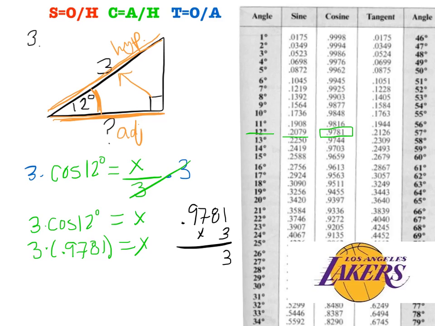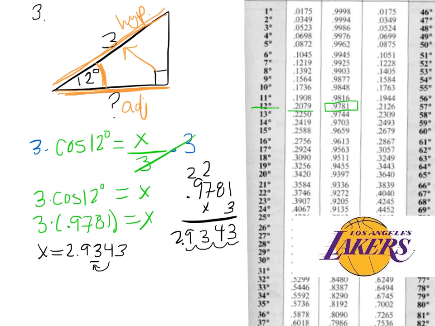And 3 times 1 is 3, 3 times 8 is 24, 3 times 7 is 21, plus 2 is 23, and 3 times 9 is 27, 28, 29. I've got 4 decimal places, so 1, 2, 3, 4. So x equals 2.9343. I'm going to round to the nearest hundredth, so I check to see if my thousands place is going to affect it. I'll move this up just a little.